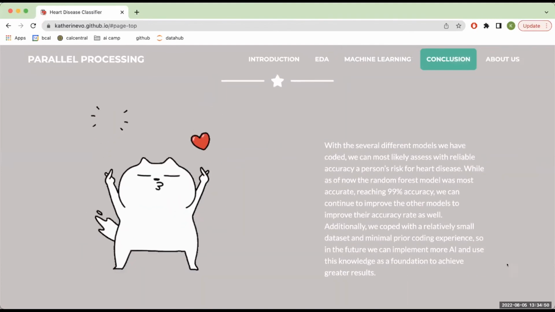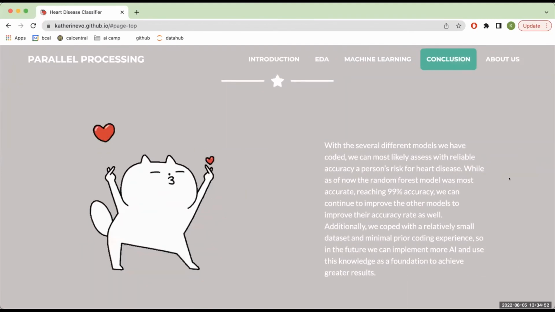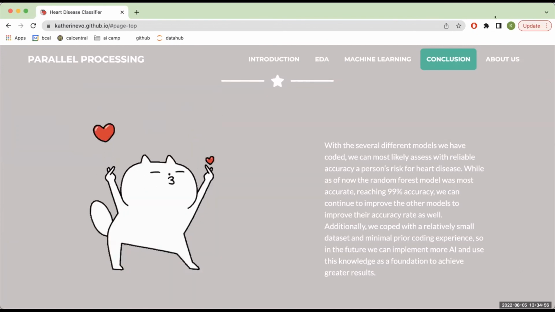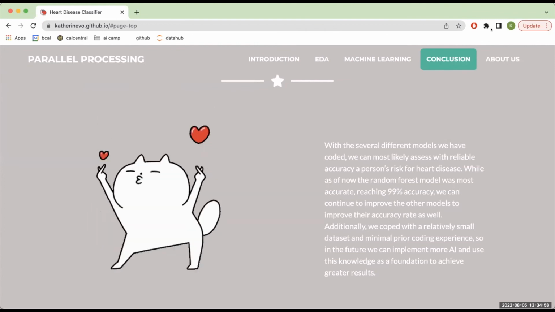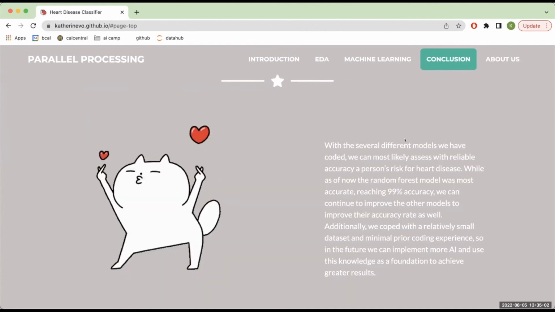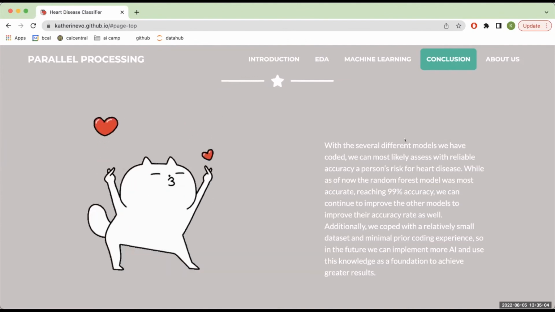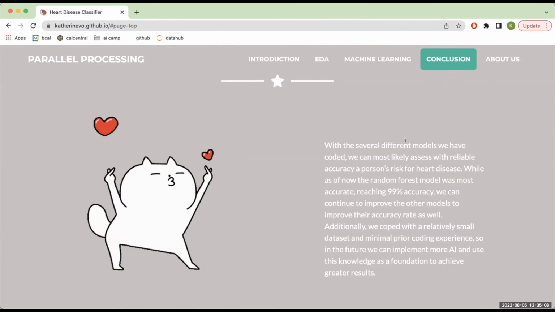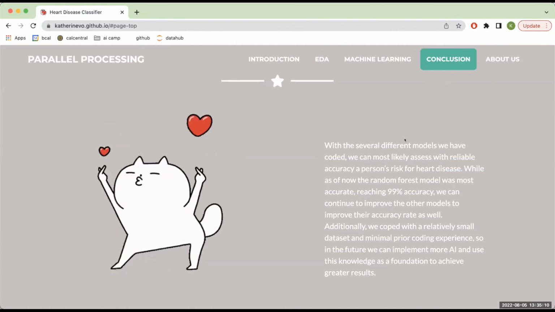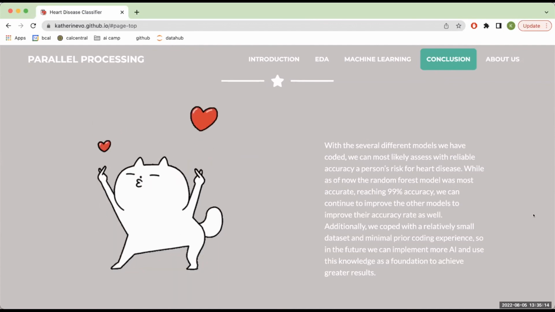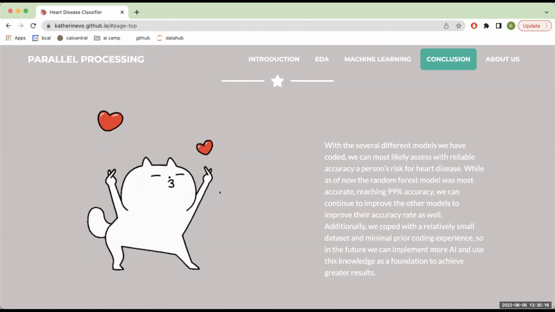In conclusion, with the several different models we have coded, we can most likely assess with reliable accuracy a person's risk for heart disease. As of now, the random forest model was most accurate, reaching 99% accuracy. We can continue to improve the other models and improve their accuracy as well. Additionally, we coped with a relatively small data set and minimal prior coding experience. So in the future, we can implement more AI and use this knowledge as a foundation to achieve greater results.